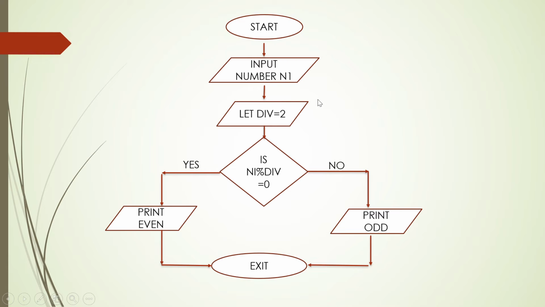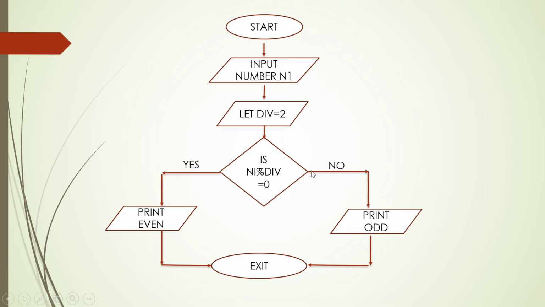Like n1 is a box, we are considering div to be another box, and inside div we are giving a constant value called 2. This n1 value is a variable because the user has to give this. So every time the user executes this program, he can give several values of n1, but this div equals to 2 will always be the same because this is set by the programmer only. Now it will check, is n1 percentage div equals to 0?